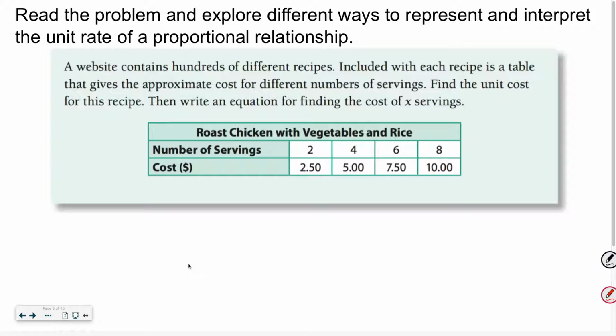So you'll be able to do a unit rate in an equation. You'll be able to graph an equation based on its unit rate, and you'll be able to create a table. That's really our goal for proportionality and unit rate.